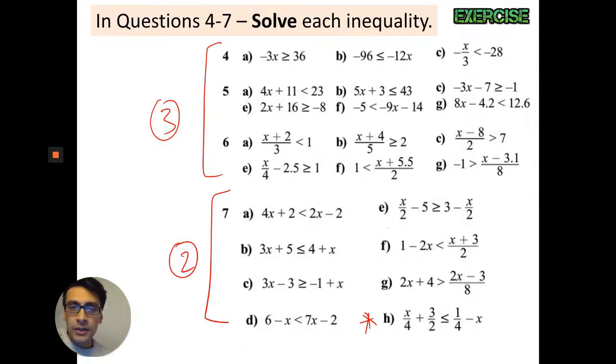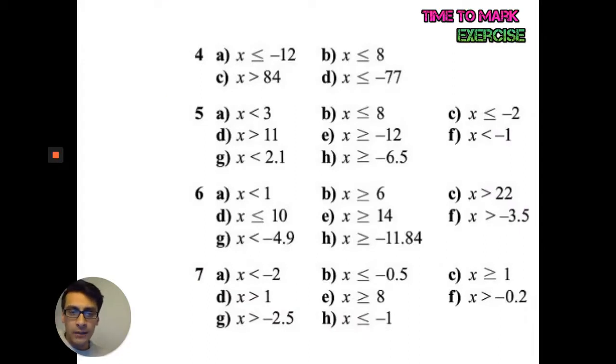Okay, so here are the answers. Mark your work. Give yourself a mark out of 5 or 6 or however many of the questions you've done.